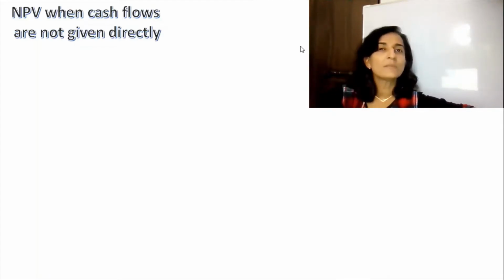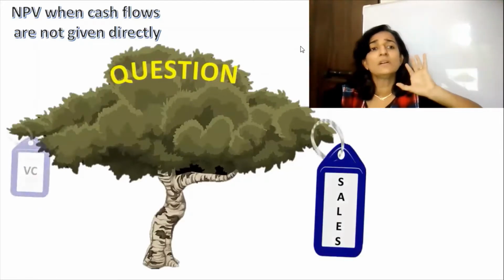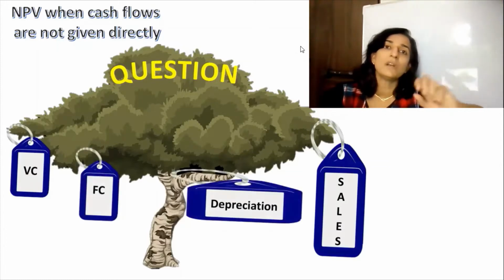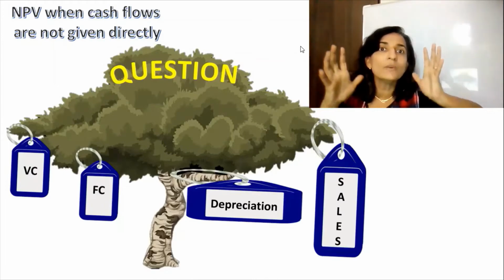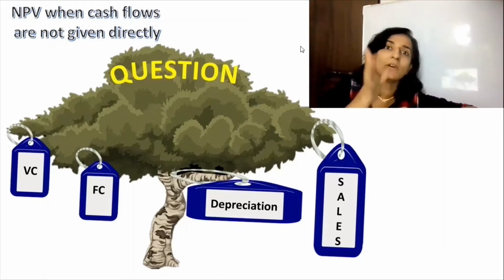In the questions that we have attempted so far, the cash flows were directly given in the question. But the question that we are going to attempt today is where the cash flows are not directly given. So in this question, you have the sales given, you have the variable cost, you have the fixed cost, you have the depreciation. All these are given in different places. So we have to accumulate all these figures and then we have to find the cash flow. Only then can we find the NPV.